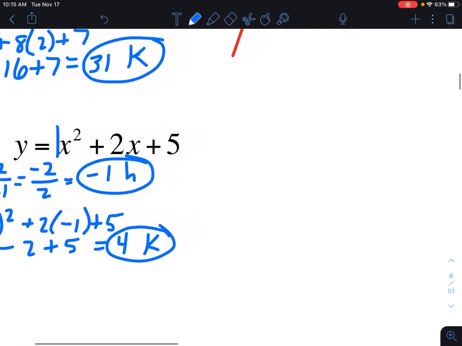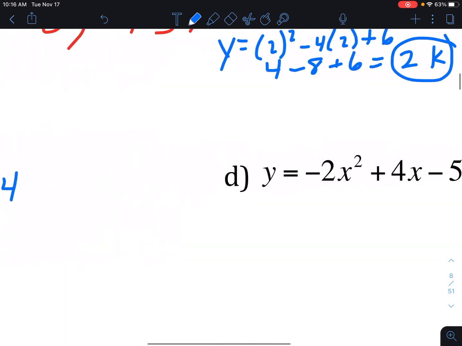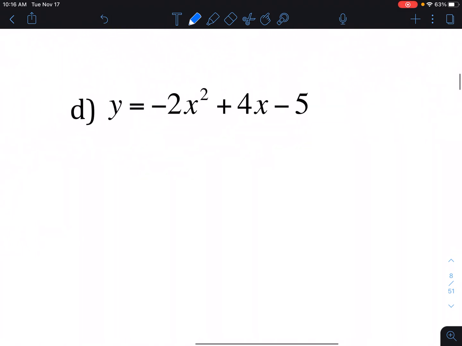Now I can go to the formula. Y equals, a is an invisible 1, don't need to put it. Go to parentheses, x minus h, but the h is negative 1. Remember, we say the h is opposite, so that's actually going to be a plus 1. Close parentheses, squared, then plus k, which is 4. All right, last one for this little part.